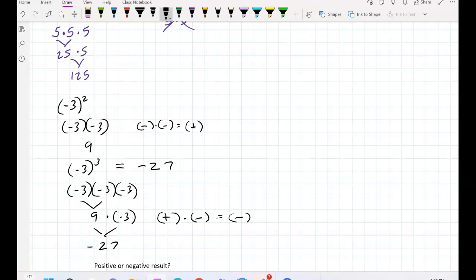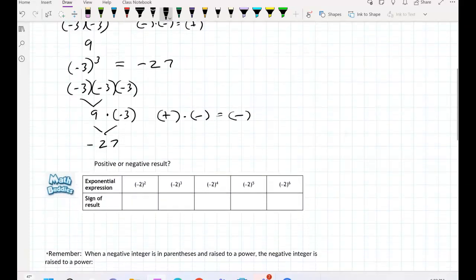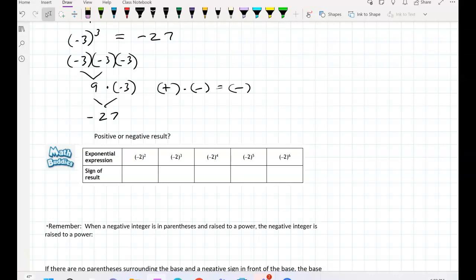Okay? Now, what I'd like you to do is to pause the video and fill out this table. Will you end up with a positive or negative result when you raise each of these to the power that the exponent indicates? So we have negative 2 raised to the power of 2, negative 2 raised to the power of 3, negative 2 raised to the power of 4, and so on. What would the sign of the result be? Go ahead and pause the video, draw the table, fill it in, and then start the video again when you're sure you have completed it.